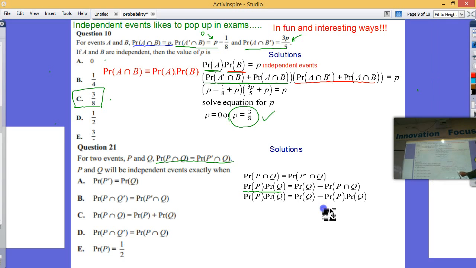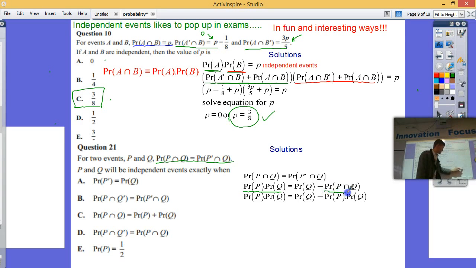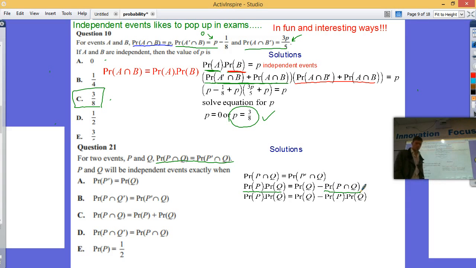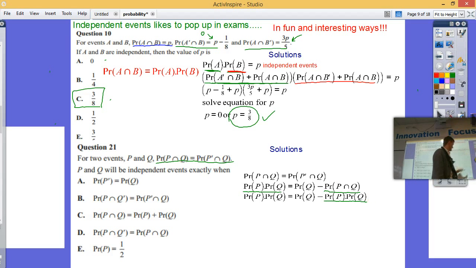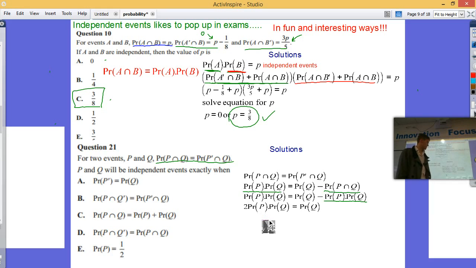Next, I have this probability of the intersect of P and Q, which, because they're independent events, can be expressed like this. And I've got two common terms there, this one and this one, so I can add it to the other side and I have 2 probability of P times probability of Q is equal to probability of Q. Cancel out my probabilities of Q and I'll end up with P is a half.